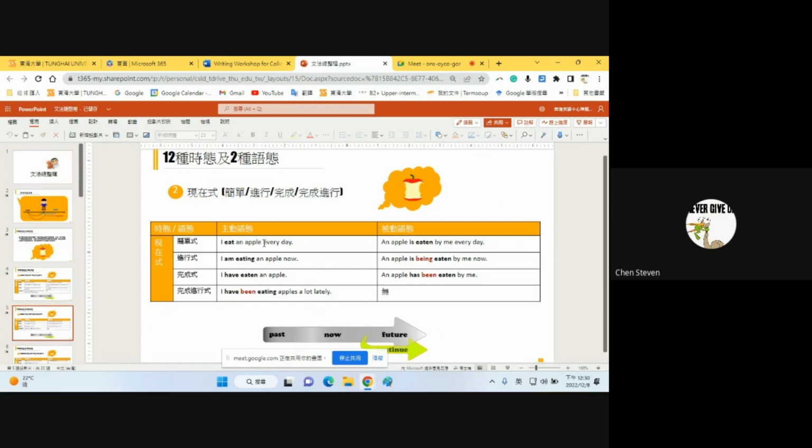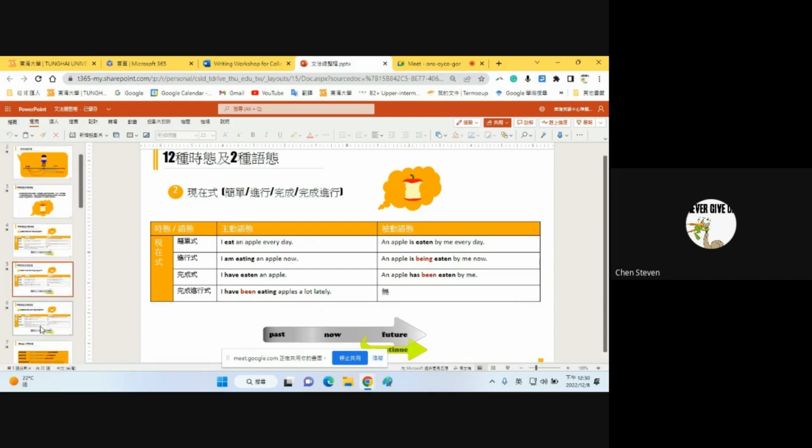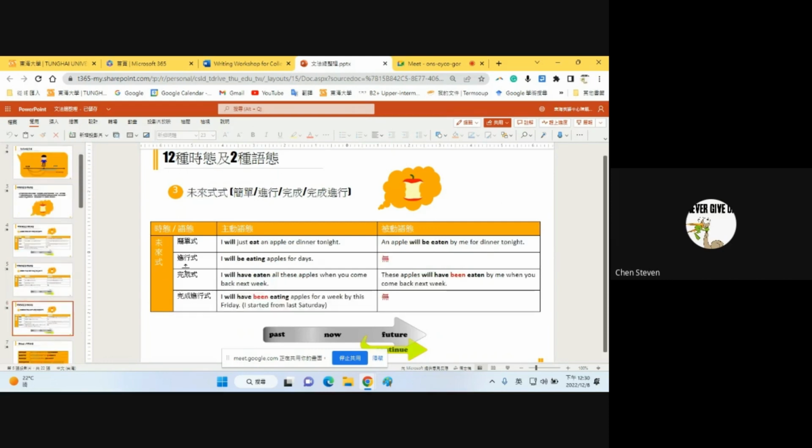And then here, I eat an apple every day. An apple is eaten by me every day. This is the present, and these are the four aspects, okay? And then let's move on. Okay, this is the future tense and the four aspects. And Chinese students, they do not have this idea. It's been a cancer to them, okay?